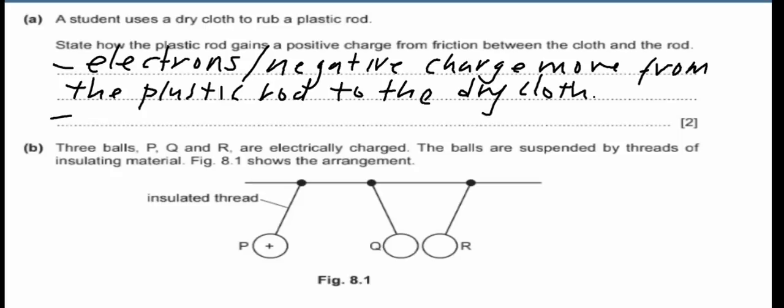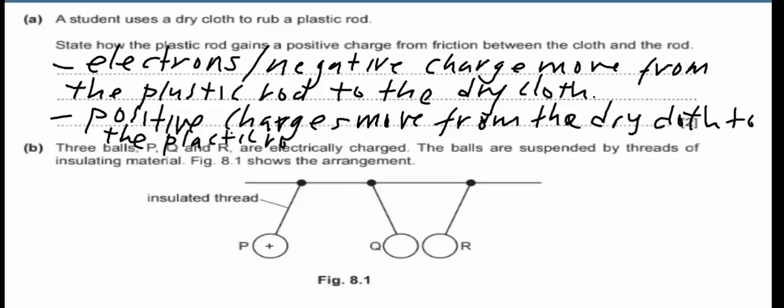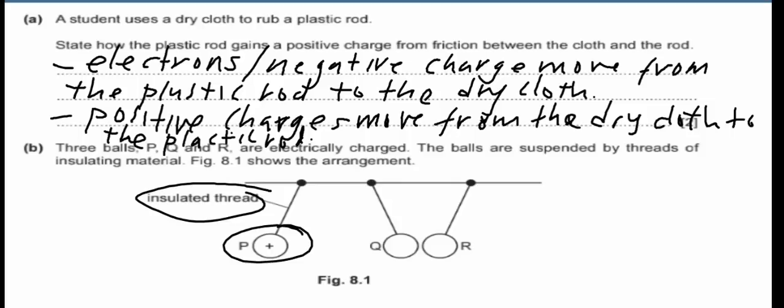Then apart from that, you can also say the positive charges move from the dry cloth to the plastic rod. So these are the answers for question A. Then as for B, it is saying 3 balls P, Q and R are electrically charged. The balls are suspended by threads of insulating material. Figure 8.1 shows the arrangement. So we have the insulated thread here, and P having a positive charge.